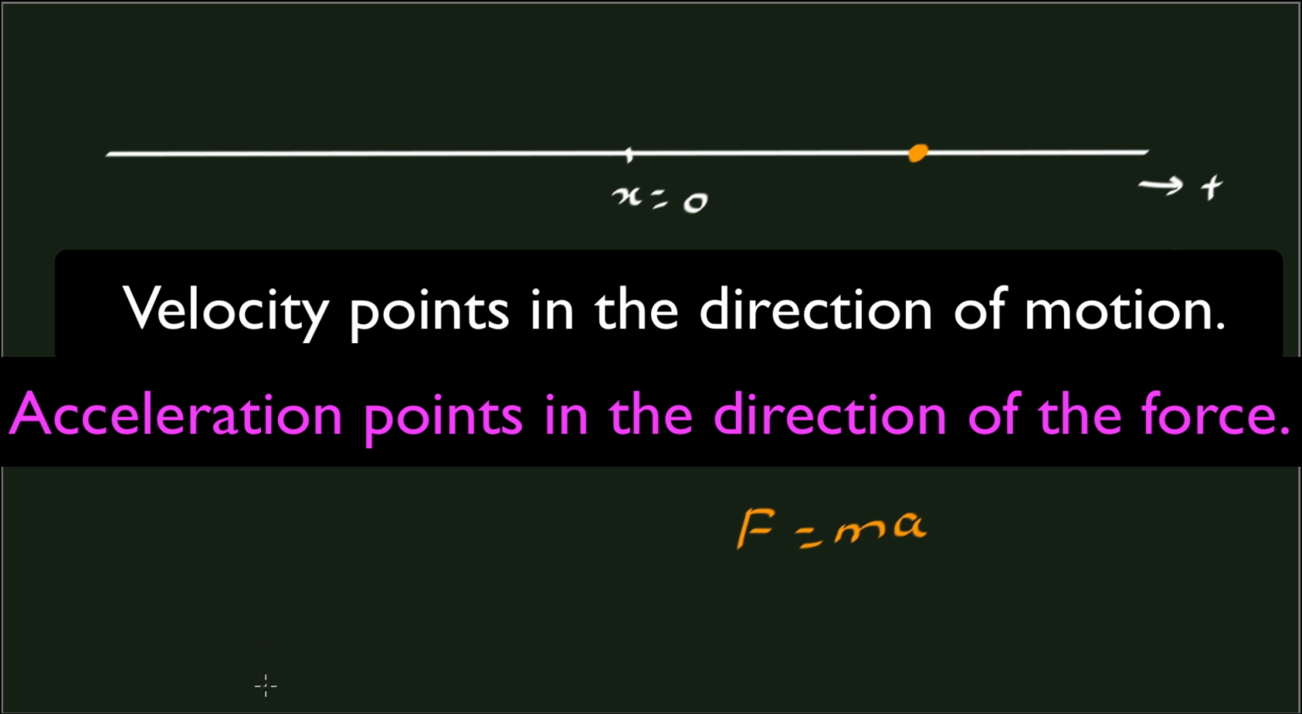Let's look at some examples. Let's say the particle is moving to the right. In that case, its velocity is a vector pointing to the right.